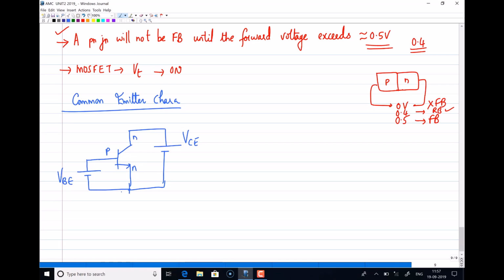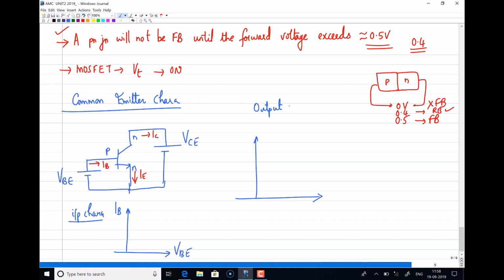Now here also the input characteristic remains the same because you have an emitter-base junction. The emitter-base junction is forward biased, so the input characteristic remains the same as that of a diode characteristic. And the input characteristic is drawn between VBE and input current. Input current is base current here. If I mark the current direction, this is IE, this is IB and this is IC.